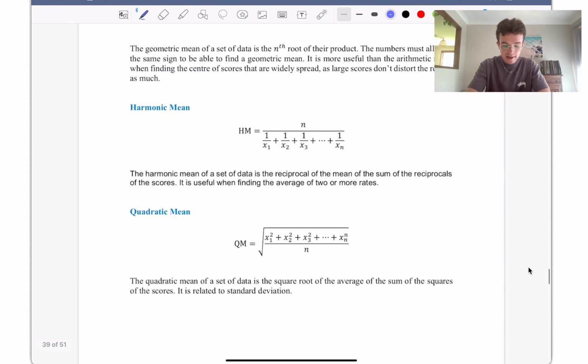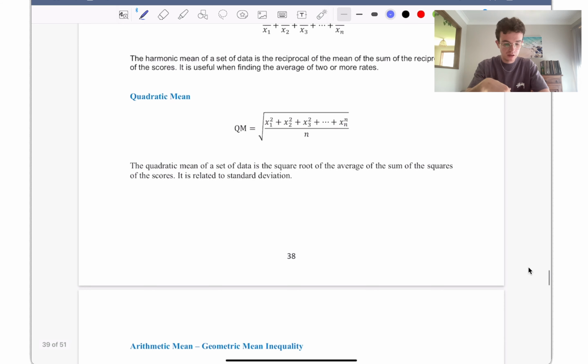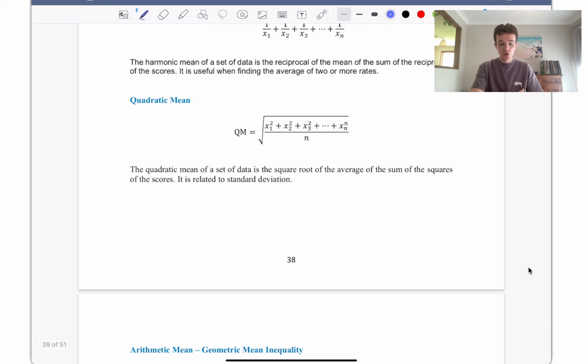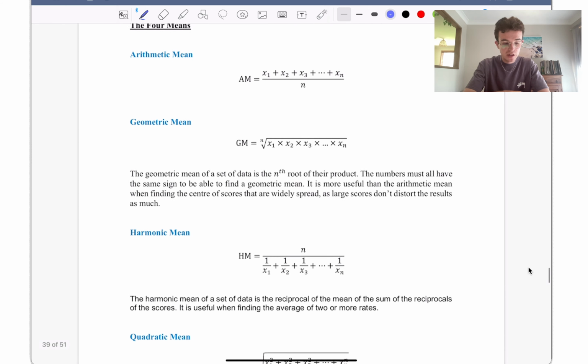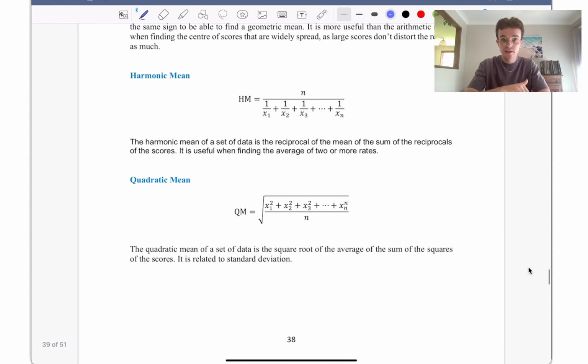The harmonic mean is used when finding the average of two or more rates, and it's taken by finding the reciprocal of the mean of the reciprocals, that is, n divided by the sum of the reciprocals. The quadratic mean is used for finding standard deviation, and it's equal to the square root of the average of the sum of the squares. Now, the only two that are in the syllabus are the arithmetic and geometric mean. In fact, the arithmetic geometric mean inequality is actually in the syllabus. The other two are not, but they're useful with these questions.